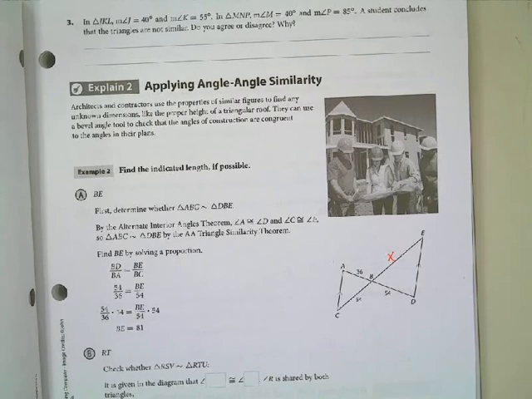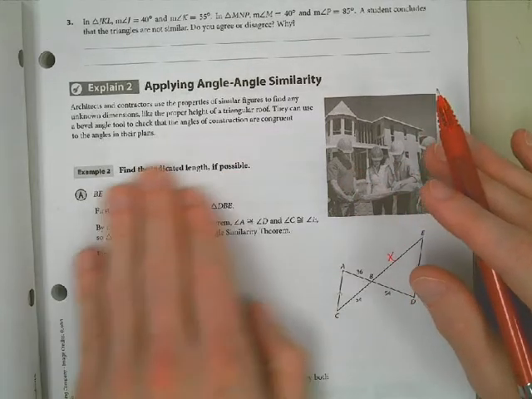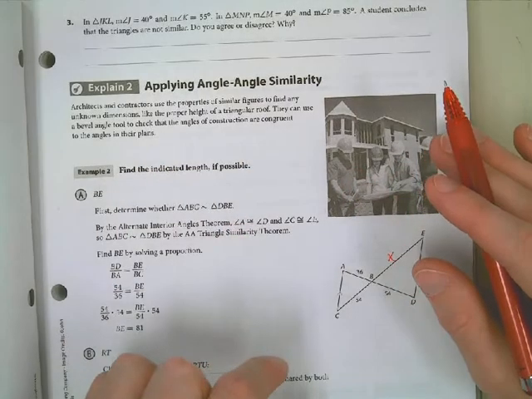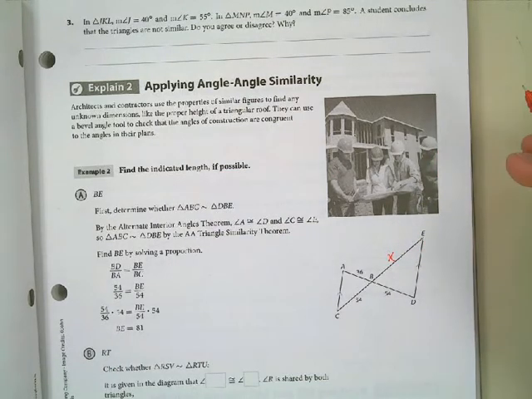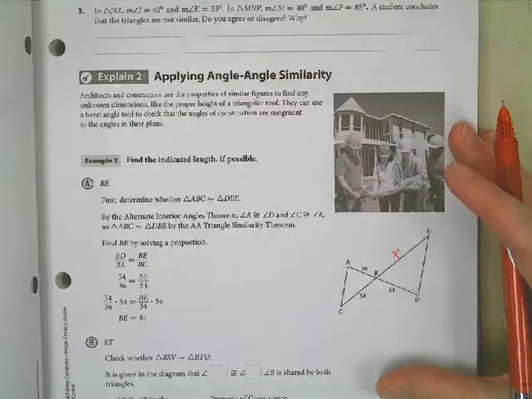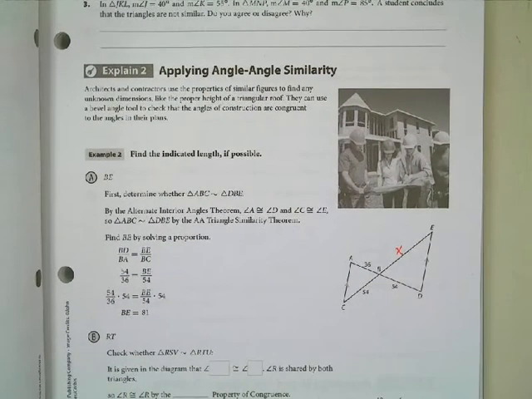Now, it looks like these two triangles might be similar, but we're not sure. We are never told in the directions that the triangles are similar. We're only told to find the indicated length if possible. It might not be possible, for example, if these two triangles aren't similar.